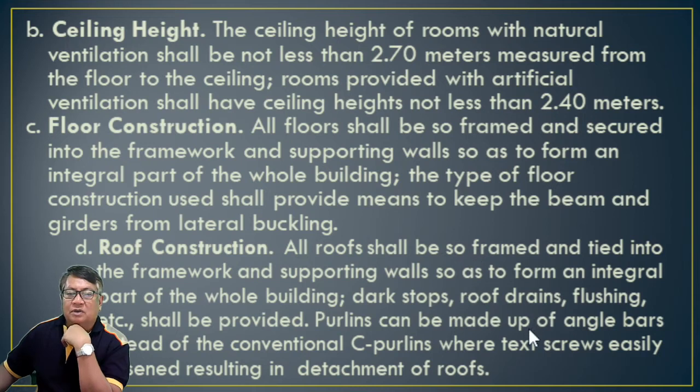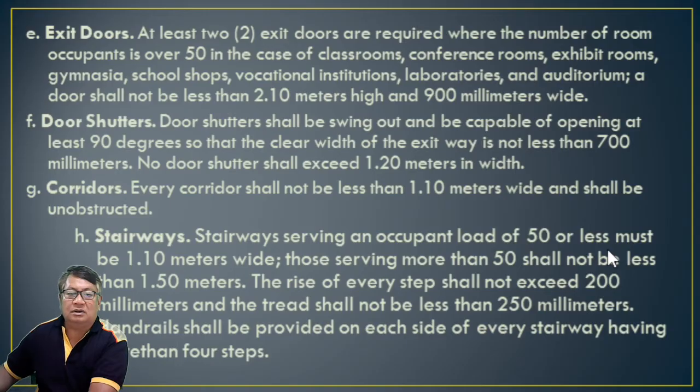Roof constructions, all roofs shall be framed and tied into the framework and supporting walls so as to form an integral part of the whole building. Roof gutters, roof drains, flashing, etc. shall be provided. Purlins can be made up of angle bars instead of the conventional C-purlins, where the tek screws are easily loosened, resulting in detachment of the roofs. Okay, that is one of the problems in using C-purlins, because the tek screws can be easily detached or loosened up. Okay, so exit doors are also necessary.